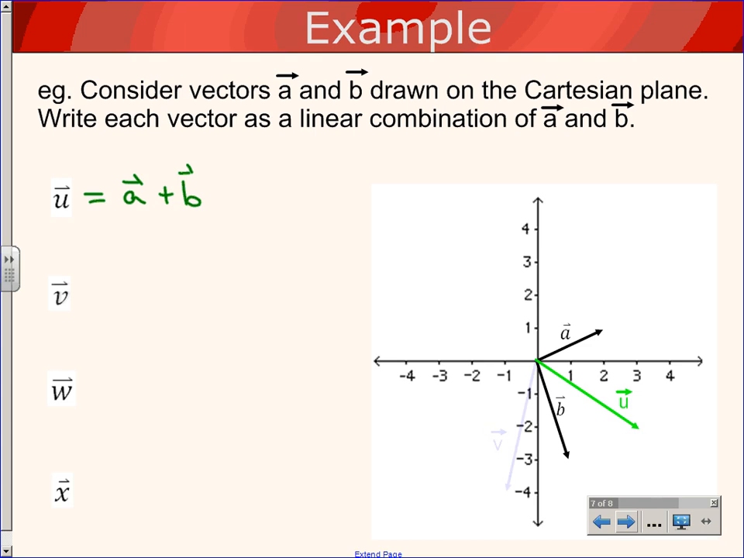Let's try the next one. There's vector v. So can we write vector v in terms of a and b? And again, it's going to help to think about how these vectors move, right? Vector b has the ability to move 1 to the right and 3 down. Vector a has the ability to move 2 to the right and 1 up. But keep in mind, we can go in the opposite direction too. And that's going to help us on this one.